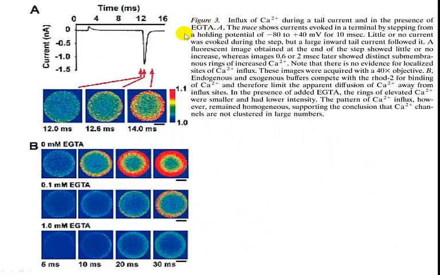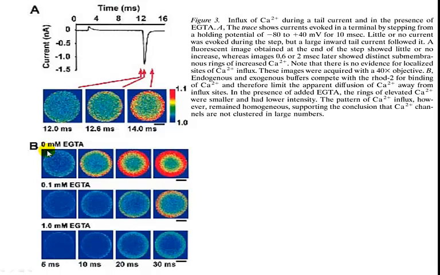Now we see in this figure 3 our trace again, time in milliseconds, so it's longer, 16 milliseconds, and the currents in nanoamps, and we see an inwardly directed current over here, so that's the calcium influx. And what they did is that's a tail current in the presence of EGTA. So EGTA is a calcium chelator. So if they chelate the calcium extracellularly, it can't get in, right?